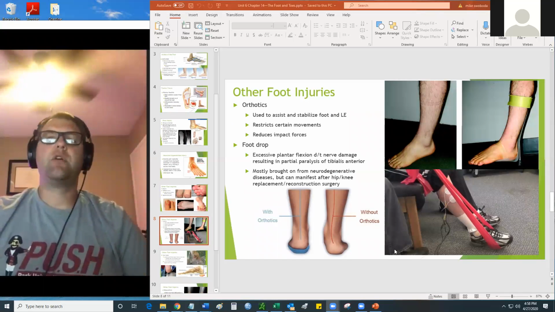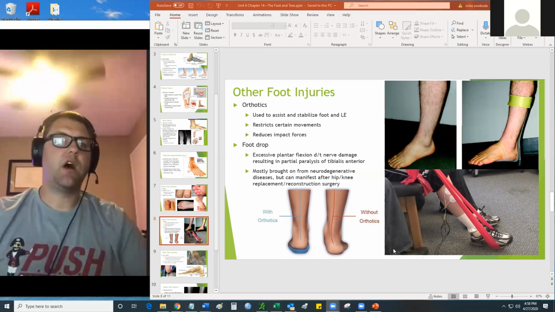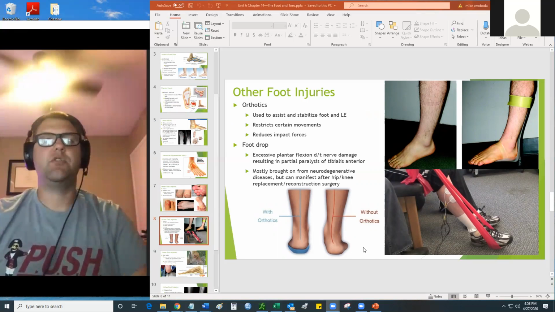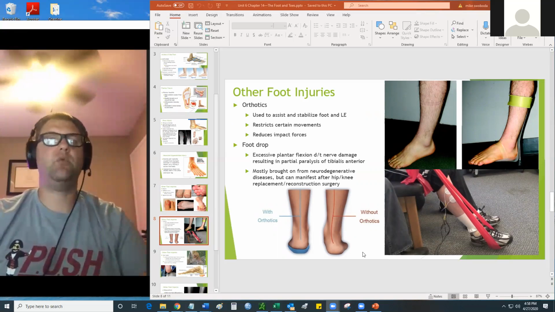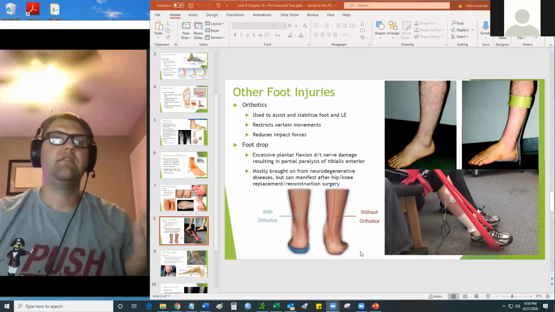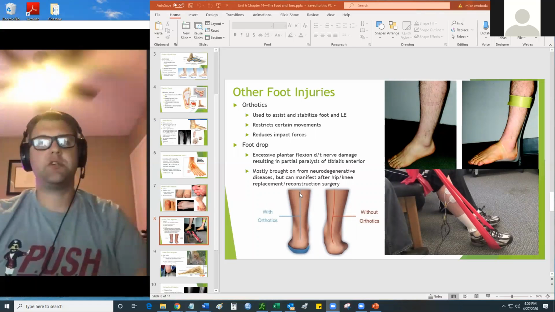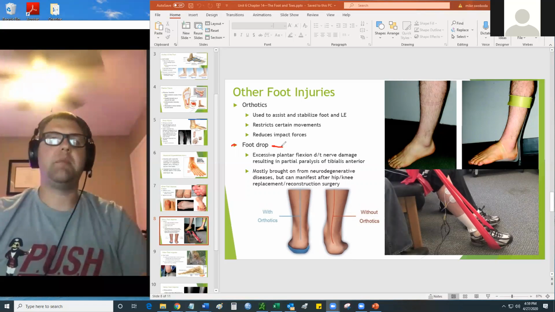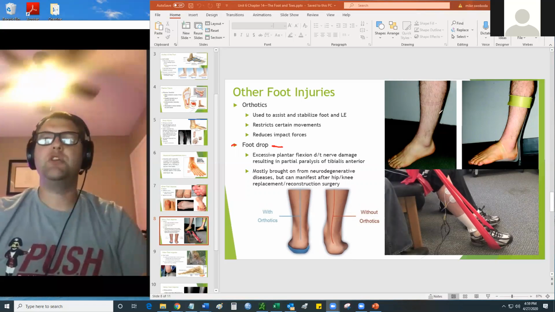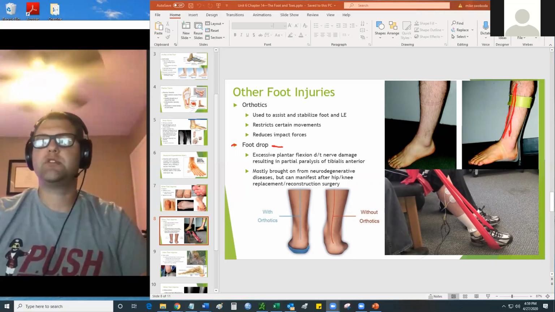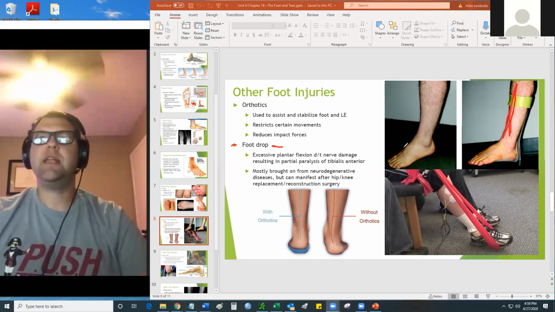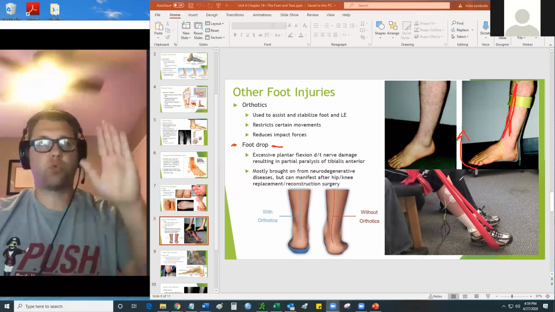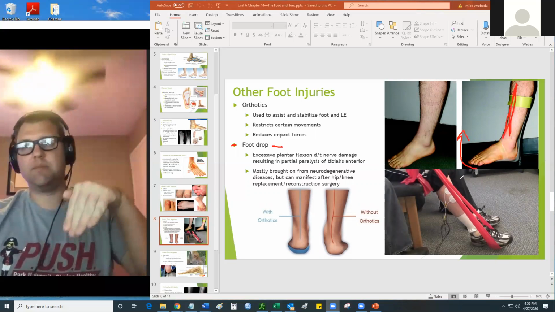Now, orthotics are used to help correct a lot of foot issues associated with having flat feet or a high arch. Those are pretty self-explanatory. Foot drop means that you have damage to your tibialis anterior muscle, the muscle in the front of your shin, meaning that you can't lift your foot up. It drops down, and your toes constantly point down.